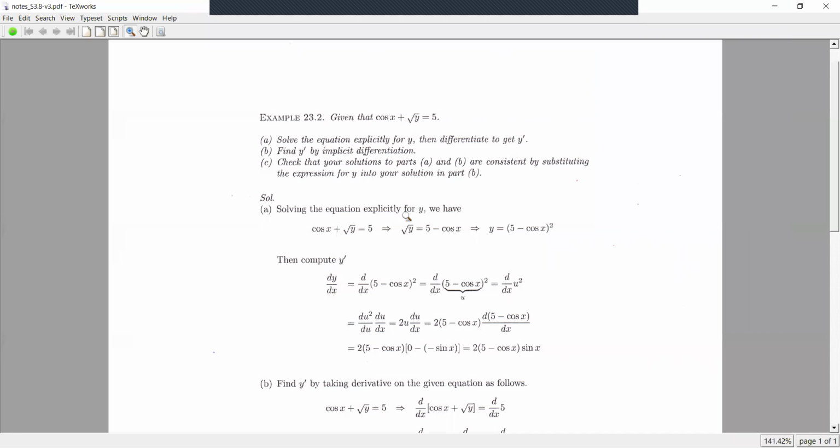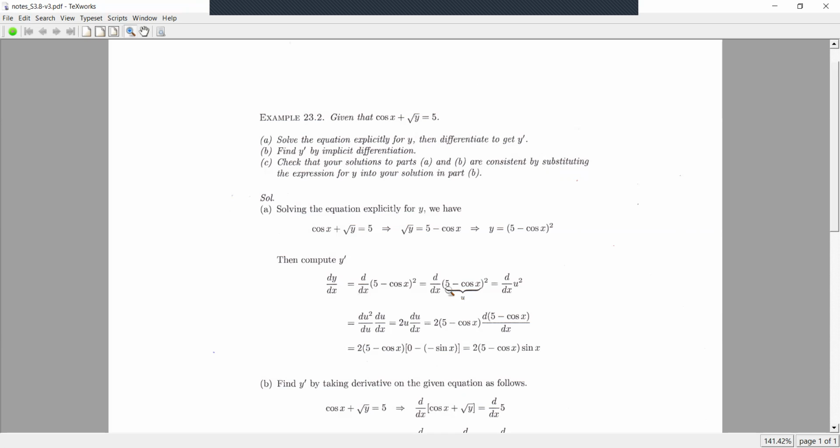To solve the equation for y, move cosine to the right-hand side. Then take the square on both sides. Then we have y is (5 minus cosine) squared. Now, compute the derivative of the function. We can view the function as a product, 5 minus cosine times itself. So we can use the product formula to compute this derivative. But here, let me use the chain rule to compute the derivative.